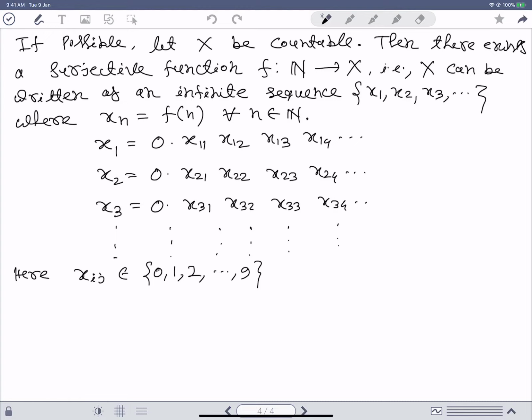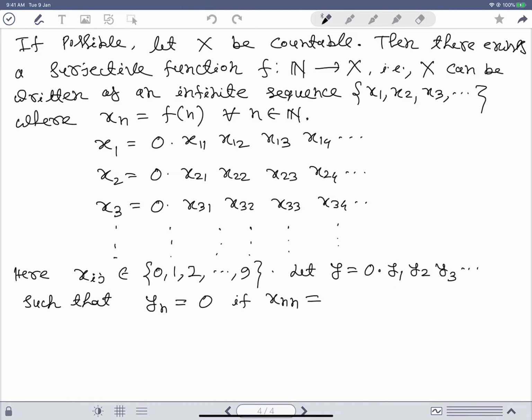Now we find one element. Let y equal 0.y1, y2, y3, and so on. This is an element defined such that yn equals 0 if xnn is not equal to 0, and yn equals 1 if xnn is equal to 0. That means we construct one element y which is 0.y1, y2, y3, y4 in this way, and yn is not equal to xnn.